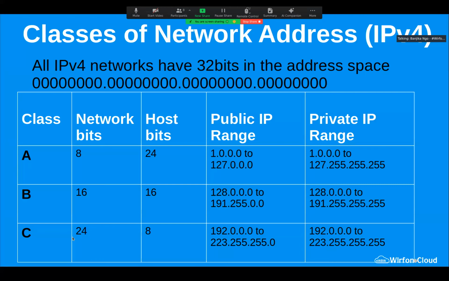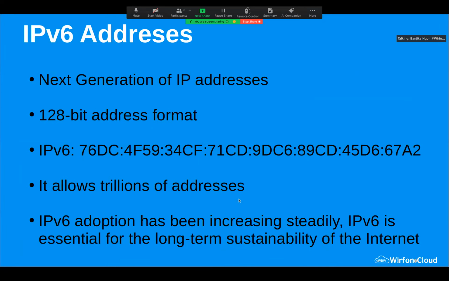And you see for class C, 24 bits will belong to the network portion, and 8 will belong to the host portion, right? So that was just touching on these basics. Bear in mind that IPv4 addresses are running out, and then of course the new format IPv6, which is made of 128 bits, with the increased use of addresses.